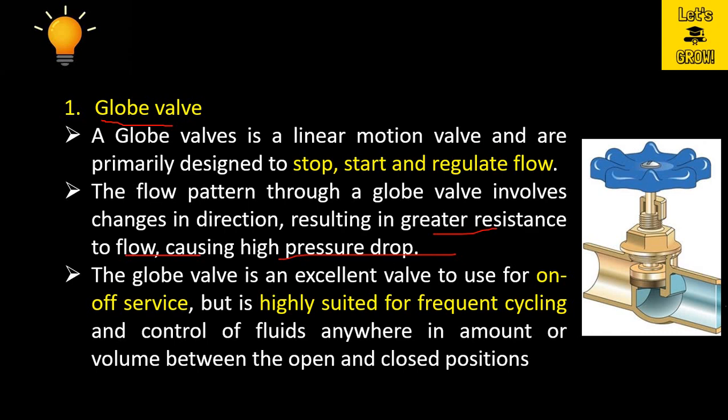The pressure drop is very high in this type of valve, because here you can see in this figure, this is the direction of flow, correct? Water is flowing like this. Currently the valve is in the fully closed position. When we rotate this knob, this barrier will move in the upward direction and water will move like this, correct? So due to this change in direction, a greater resistance to flow develops and there is a high pressure drop in these types of valve.